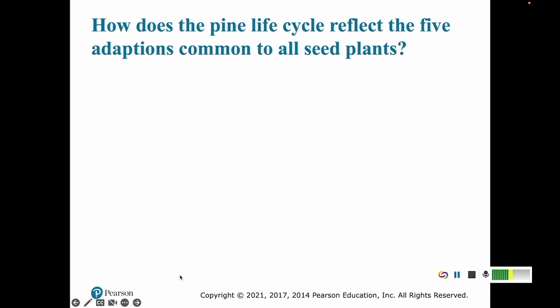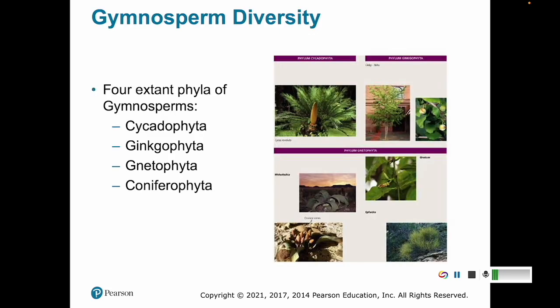Okay, how does the pine life cycle reflect 5 adaptations common to all seed plants? You'll need to pay attention not only to what we just talked about, but also to those adaptations we discussed in our last video. There are 4 extant phyla of gymnosperms. Please recall this term. If you do not remember what extant means, pause, look it up. Okay, 4 extant phyla of gymnosperms.